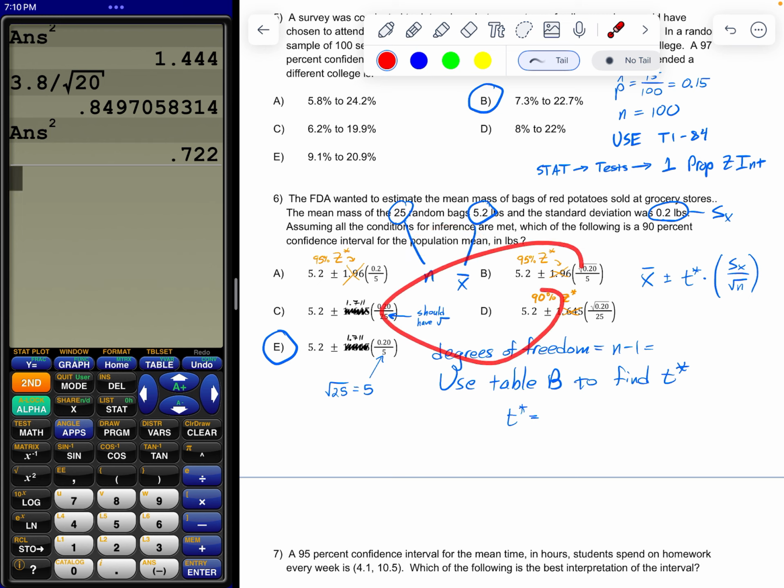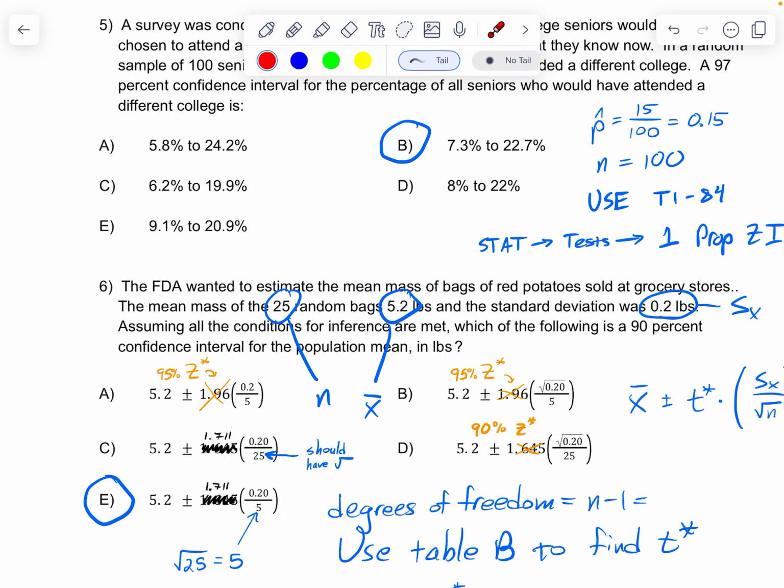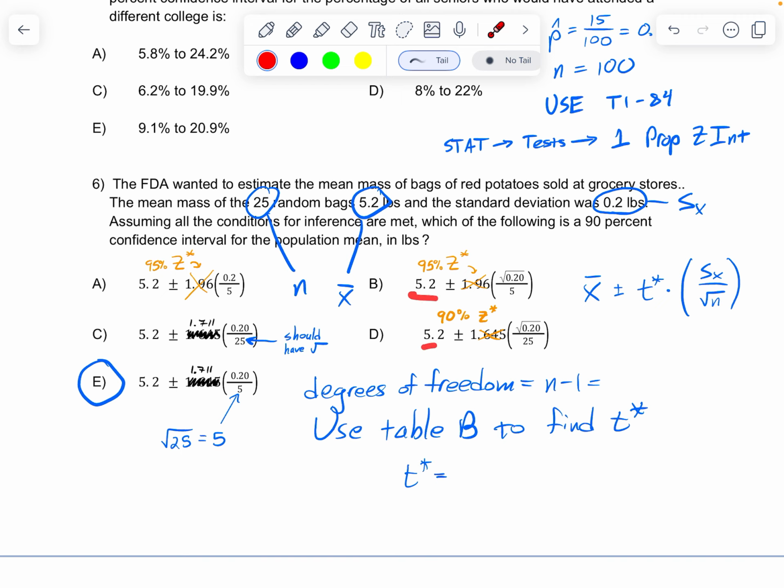So this is different than this because you don't actually just use the button and get the interval like we did up here. It's all written out like it is on the formula. So you have to put the pieces together. Your x bar is 5.2, so they all have 5.2. That doesn't help us a lick, okay? T star is going to eliminate some of these. Remember, T star comes from degrees of freedom when you have a sample mean.